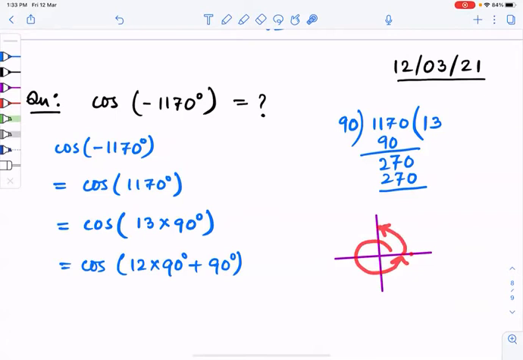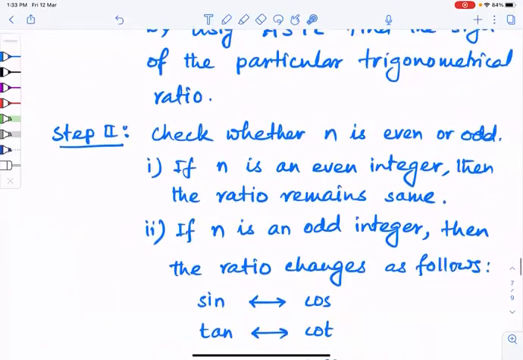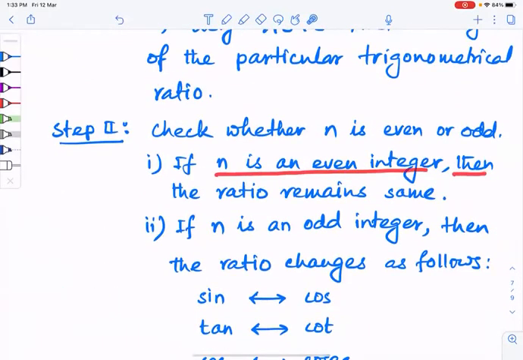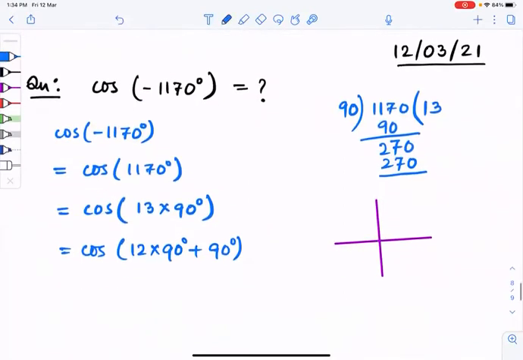Okay, what is the value of this? So now here I can say, what is multiplied here? 12. 12 is an even number. Let us check what if it is an even number. I told if n is an even integer, then the ratio remains the same. So cos will remain cos and 90 degree will be here. No sign change. So this cos 90 value we know, cos 90 is 0.